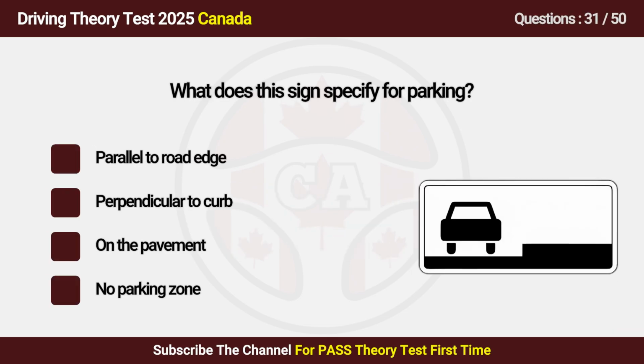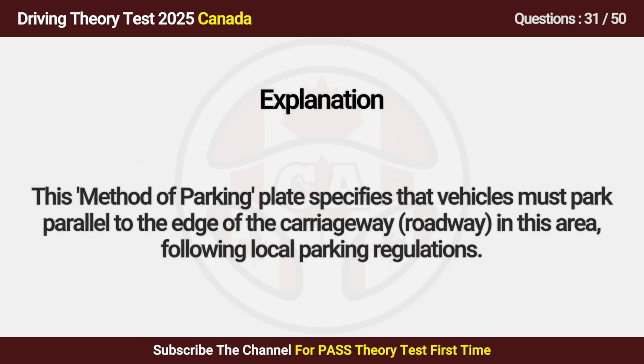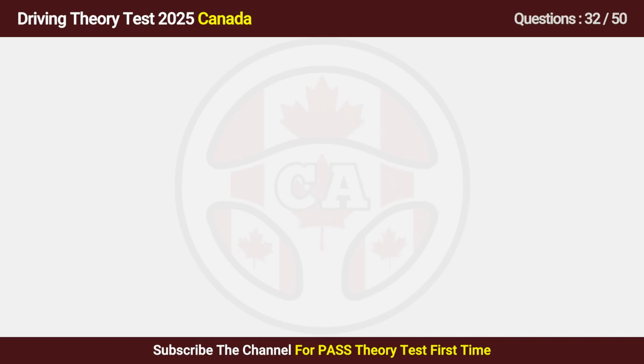Question 31. What does this sign specify for parking? A, parallel to road edge, B, perpendicular to curb, C, on the pavement, D, no parking zone. Answer is A, parallel to road edge. This method of parking plate indicates that vehicles must park parallel to the edge of the carriageway in this area, following local parking regulations.